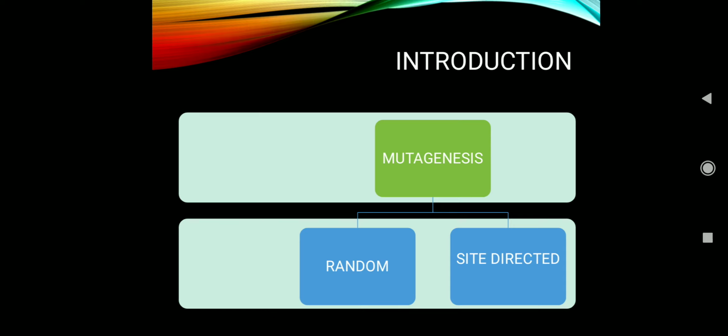Now mutagenesis is of two types, that is random mutagenesis and site-directed mutagenesis. Random mutagenesis means the mutation can occur at any part of the DNA. The mutation that occurs at any part of the DNA will be random mutagenesis. This type of mutation can be caused by radiations, chemicals, viruses, transposons, etc. Whereas site-directed mutagenesis, we will see what it is.